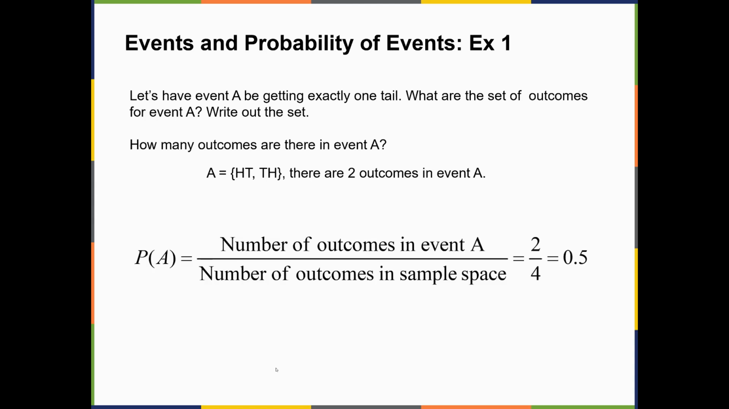So the probability of A is going to be the number of outcomes in event A, which is 2, divided by the number of outcomes in the sample space, which is 4, and this is equal to a half, or 0.5. Probability is one of those subjects that starts really straightforward, and you might be like, oh yeah, this is totally obvious. Of course, there's a half chance of getting exactly 1 tail. But it can get complicated fast, so I like to be really careful at the beginning.